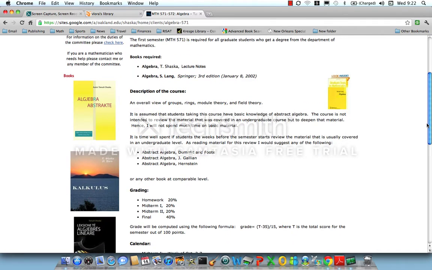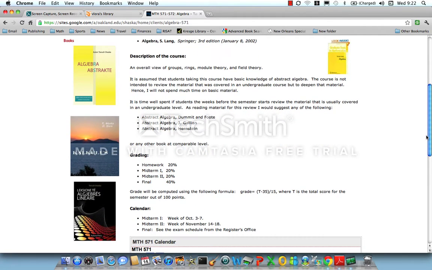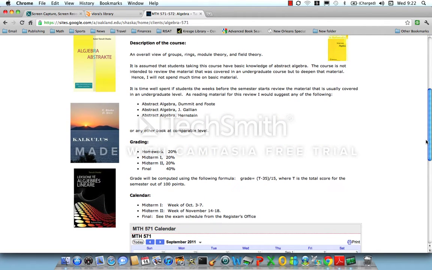Okay, what will be covered in this course, in very brief terms, and then I'll go into a little more detail. In brief, algebra is mainly separated into four main parts: group theory, ring theory, module theory, and field theory. We will cover all these four parts in detail. So groups, rings, modules, and fields.